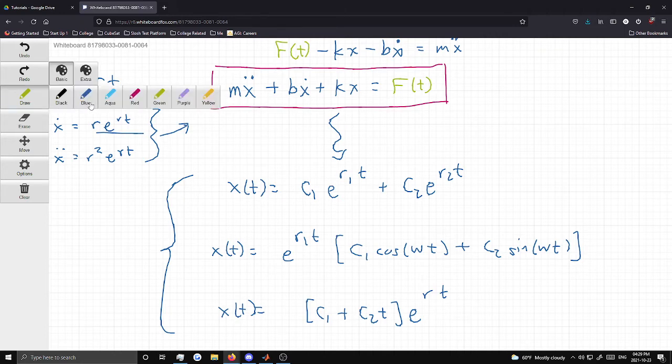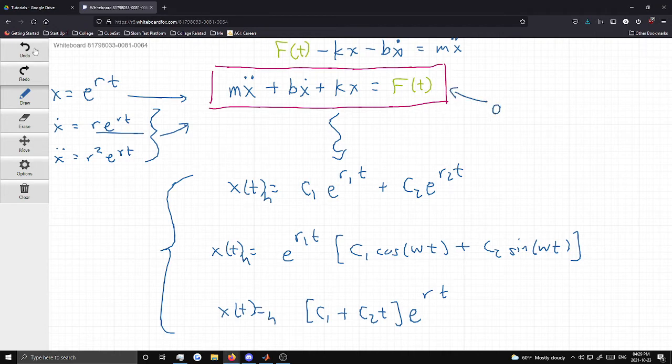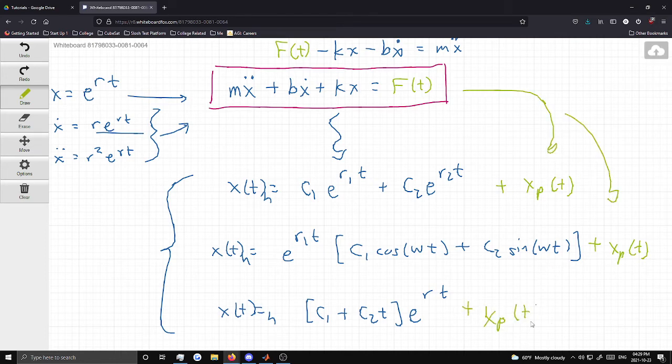However, that's not necessarily the case. I just realized I made a small mistake. These are all the homogeneous solutions. That's assuming that this term right here is equal to 0. When it's not equal to 0, you have to add a second term, which is the particular solution. And this depends on your function, your external force, xp of t. Obviously, this is something you learned in a differential equations class.